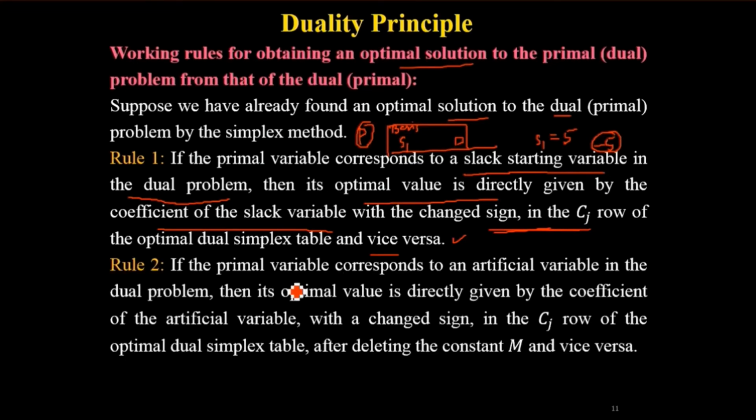Then the next rule is for the artificial variable. If the primal variable corresponds to an artificial variable, this is the big M method, where we use plus M, minus M and artificial variables. In that context, if the primal variable corresponds to an artificial variable in the dual problem, then its optimal value is directly given by the coefficient of the artificial variable, similarly with changed sign. Means if it is 5, it will be -5, in the Cj row of the optimal dual simplex table after deleting the constant M, and vice versa. This will be clearer once we understand the dual simplex method, which will be discussed in the next class.